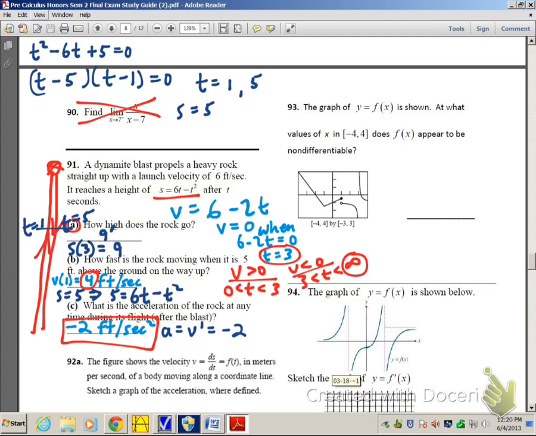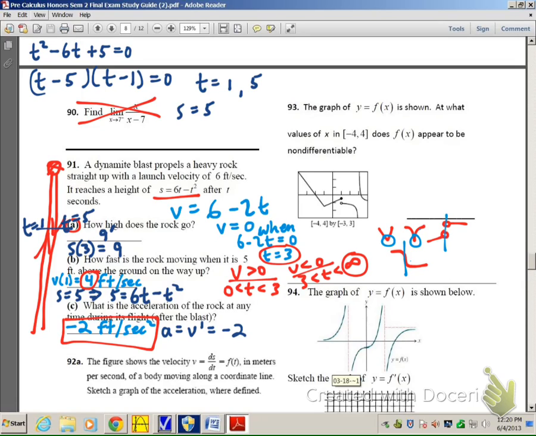Let's see if we can answer number 93 while we're here. Here we have the graph of f of x. At what values does f of x appear to be non-differentiable? Remember, a function is not differentiable at corners, at cusps, at discontinuities, and also at vertical tangents. So keep in mind there are 4 places in which f of x is not going to be differentiable. It's continuous for these 3, discontinuous here.